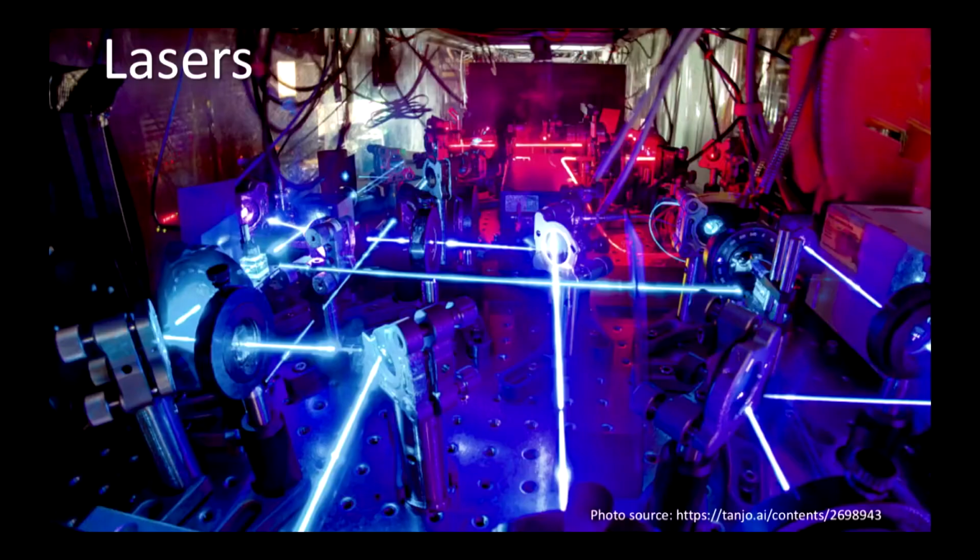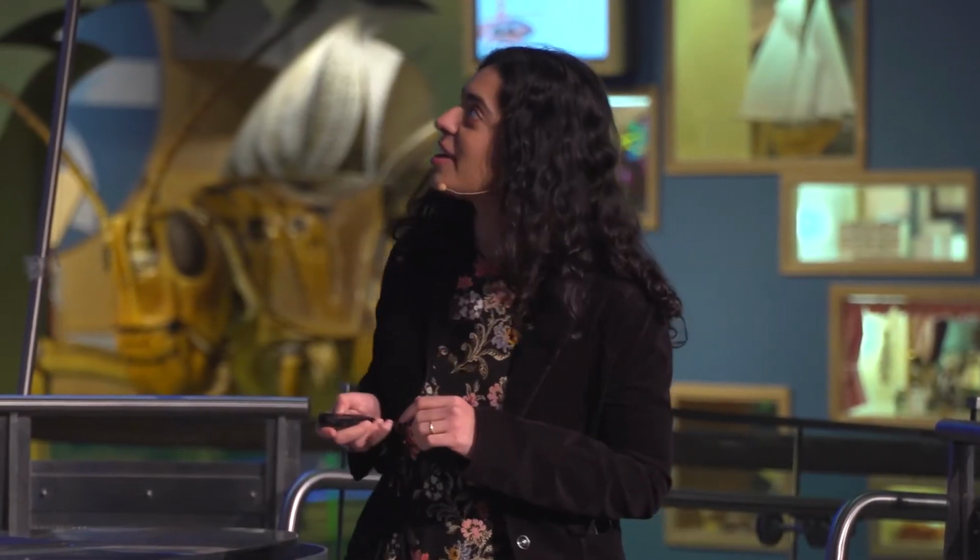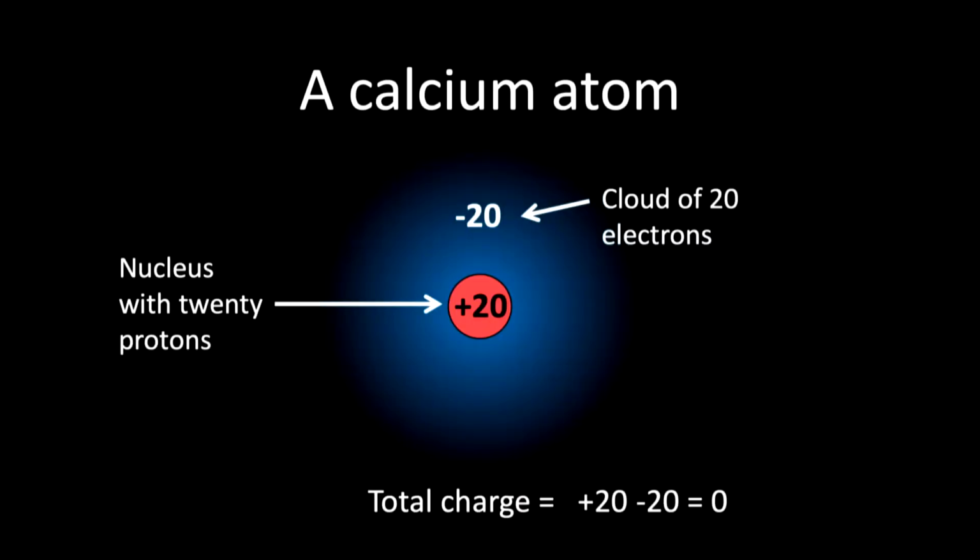Okay, there's one more ingredient we need to trap these atoms, and that's lasers. And that's all we need. So I'm going to tell you how, using these ingredients, we're going to trap a single calcium atom. And to figure that out, we first need to look at what an atom looks like inside. And for the calcium atom, we actually have 20 positively charged protons in the nucleus.